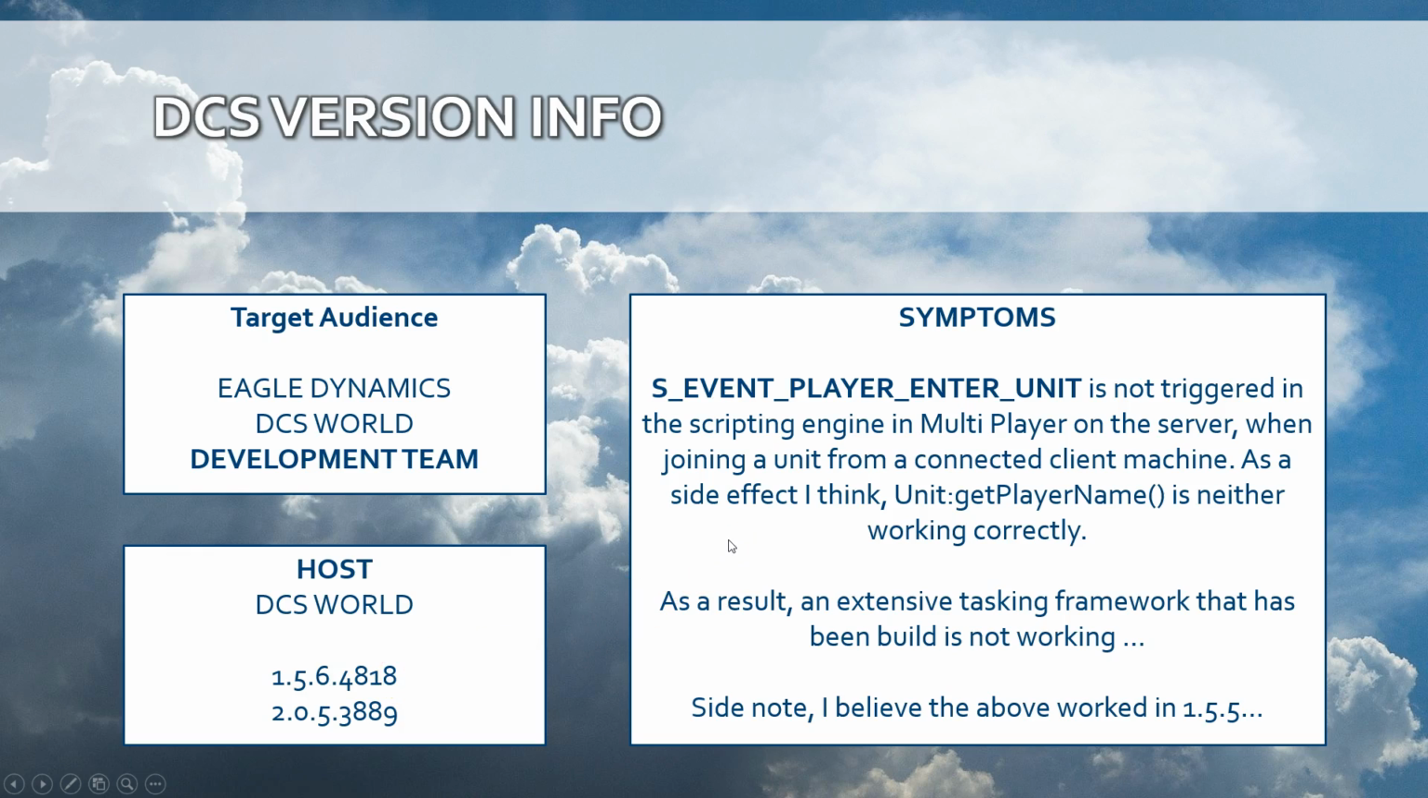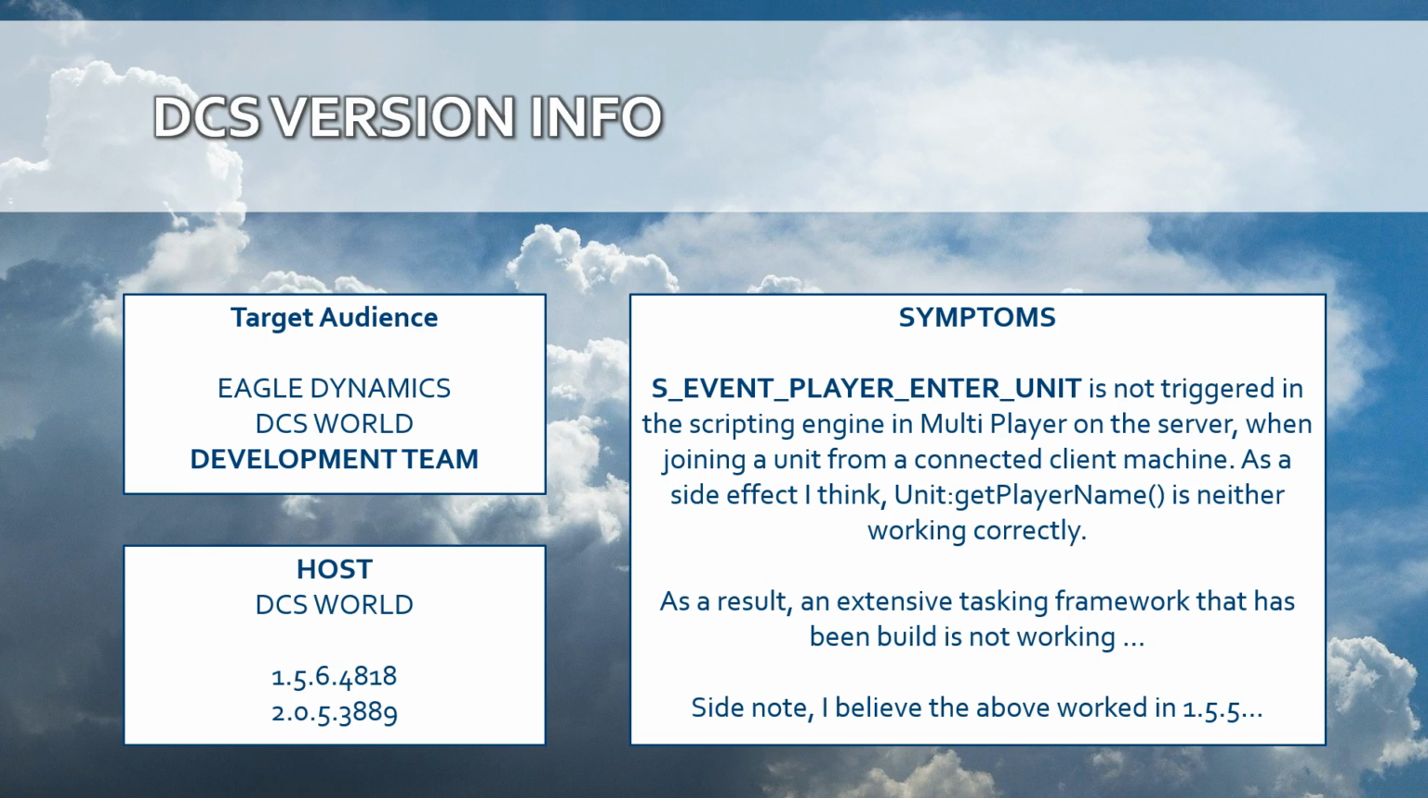What are the symptoms? Well, the error is occurring in the scripting engine of DCS World. Normally, when a player enters a unit, there is an event system within the DCS World scripting engine, and there's an event being triggered called S-event player enter unit. Now this event is not triggered in the scripting engine in multiplayer on the server when a player is joining a unit from a connected client machine.